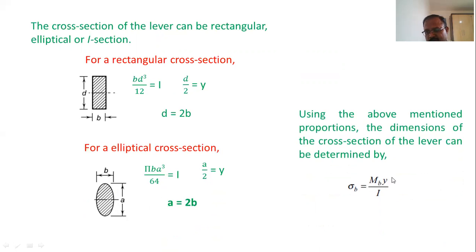Sigma B is equal to M B into Y upon I. In the previous slide, we have seen how to calculate M B. M B is nothing but P into L1 minus D1, right? Y, if it is a rectangular section, can be taken as D by 2, and I as B D cube by 12. Or if it is an elliptical cross section, we can put those values. If it is an I section, we can put those values and calculate the unknown parameters in the design, either B or D, either A or B, or if it is an I section, then the thickness of flange and width of flange can be calculated. Now the third part is the design of the fulcrum pin.